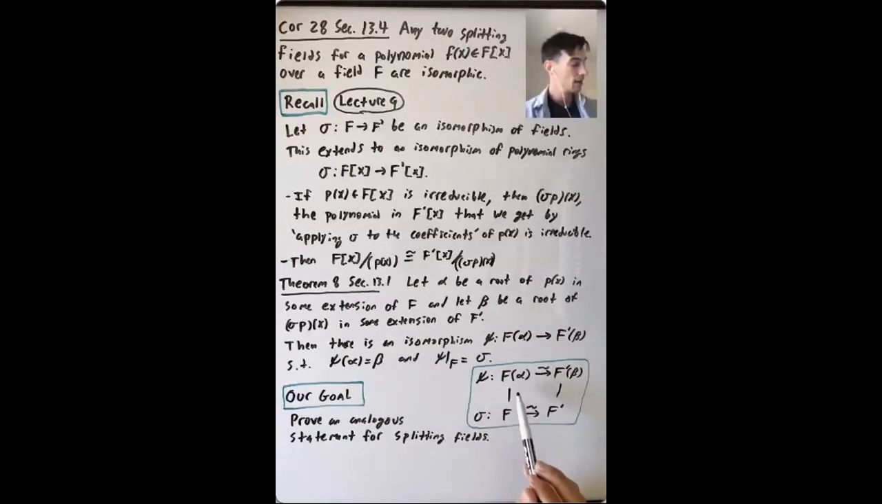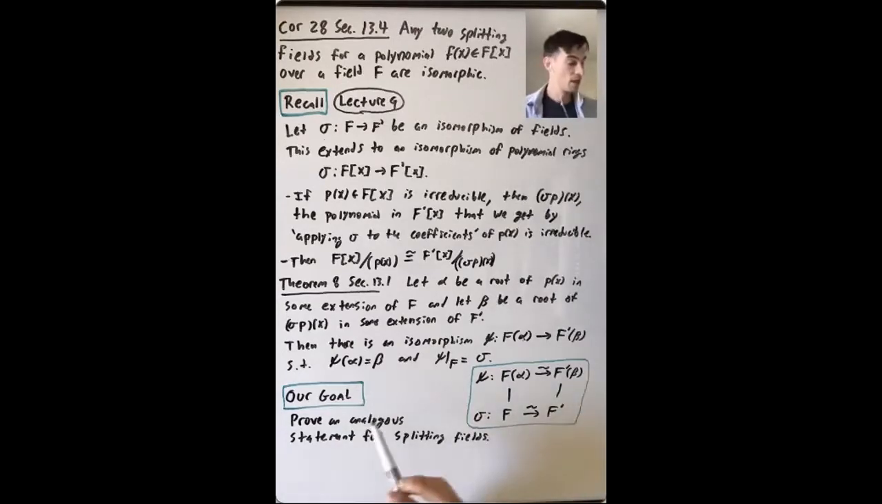An easy way to remember what this says is with this little diagram, where you have this isomorphism from F to F', and then you have this isomorphism from the larger fields, F adjoin alpha to F' adjoin beta, where we have an extension here and an extension here. And if you restrict psi down to the bottom, you exactly get this isomorphism sigma.